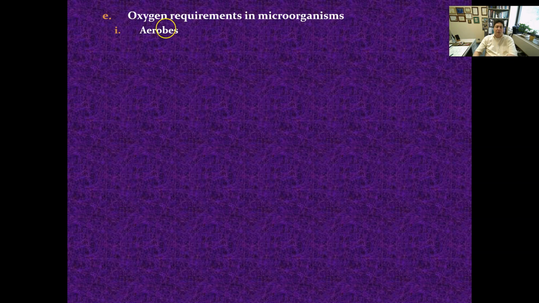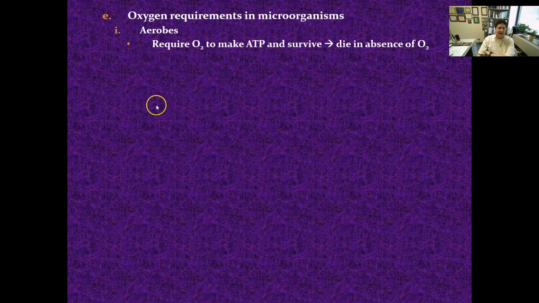So some microorganisms are aerobes. Aerobes require oxygen to make ATP, chemical energy, and survive. They will die in the absence of oxygen. So most life on Earth, including ourselves, are aerobes. We require oxygen to make energy in the form of ATP, and we die in the absence of oxygen. Other microorganisms are facultative anaerobes. They can grow with or without oxygen.